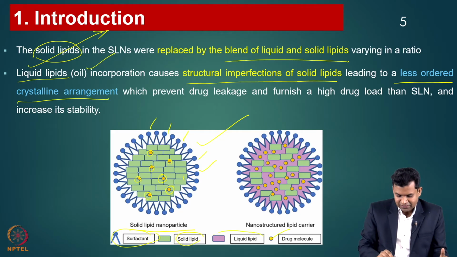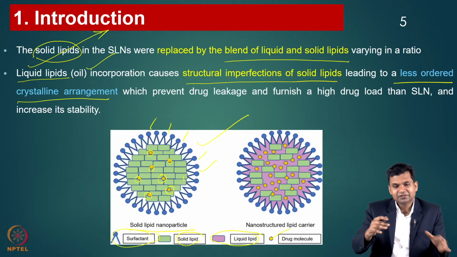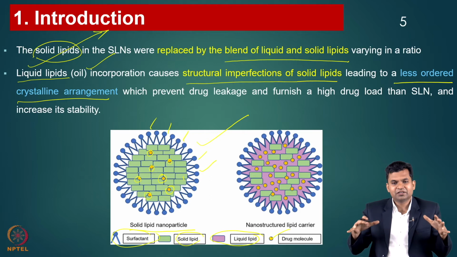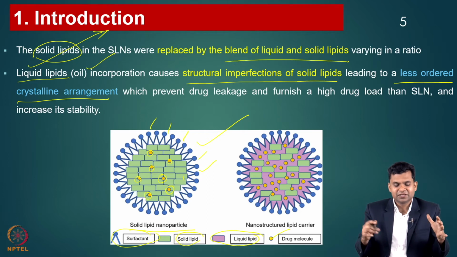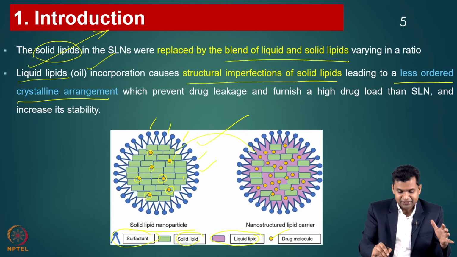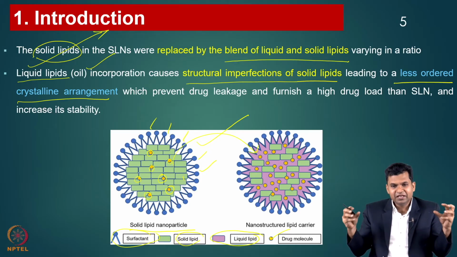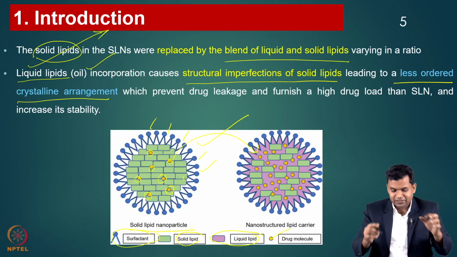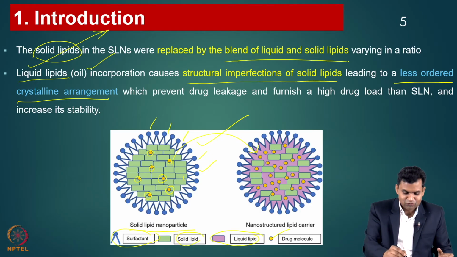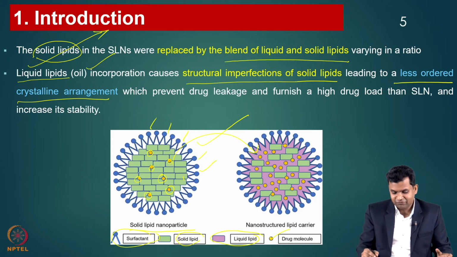Now we will see this is the liquid lipid, that is the background you can see. When you add liquid lipids, that will disorder the crystalline structures of this SLN. So that imperfection, those gaps, will help with the high loading of the drug. Now you can count 1, 2, 3, 4, 5, 6, 7. So here you can see it will go to more than 20, right?